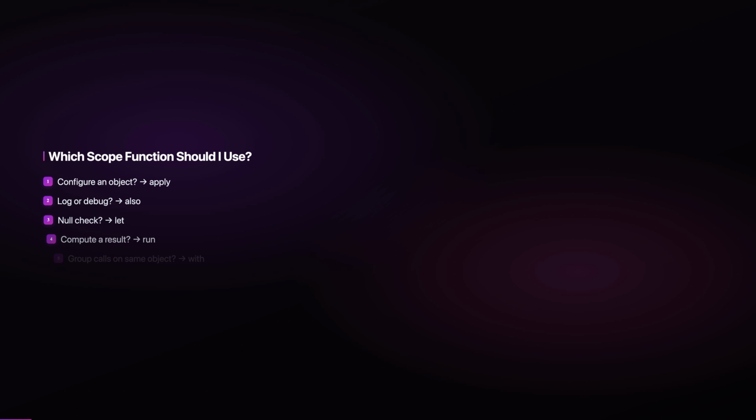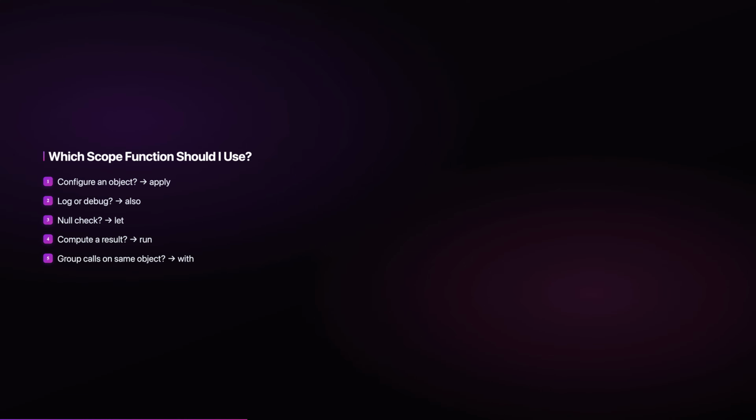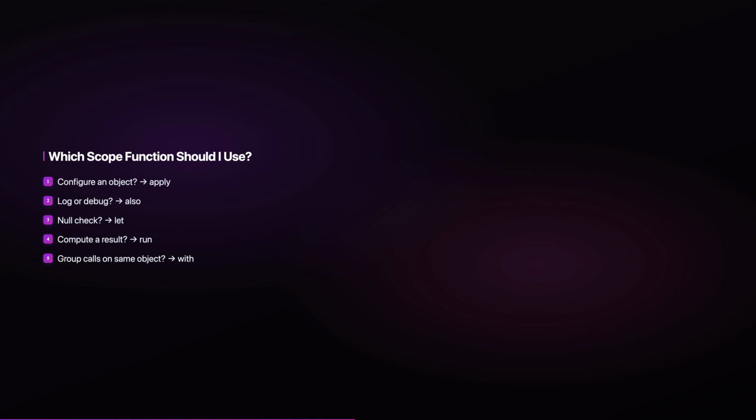Still not sure which to pick? Follow these simple decision rules. Need to configure an object? Use apply, because it returns the object with properties set. Need to log or debug? Use also, because it passes the object through unchanged.